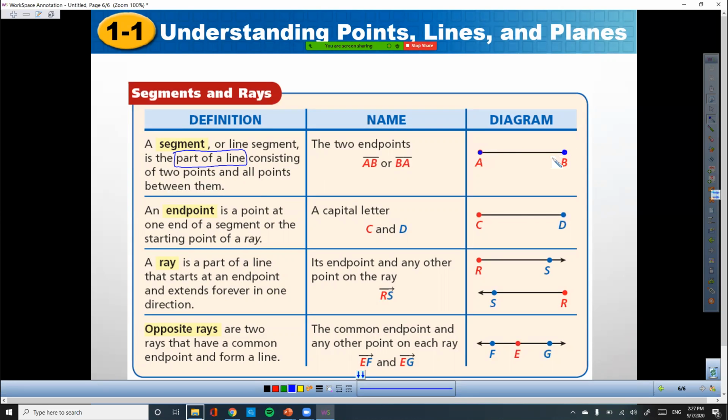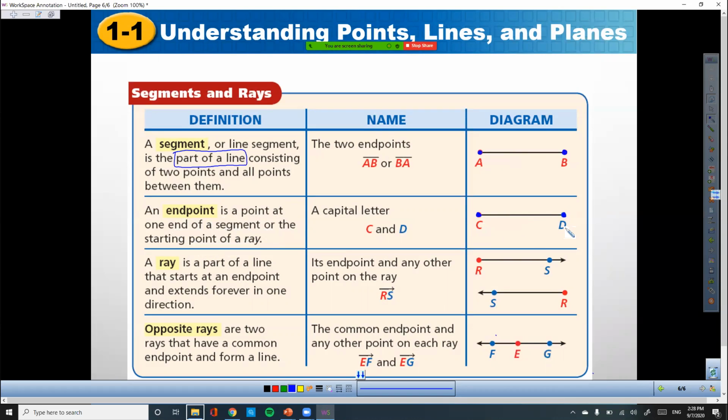Okay, and in order for us to name our segments, we just use the 2 endpoints. It can be called segment AB, and notice how for the figure on top, we just use a straight line with no arrowheads because this one doesn't have arrowheads. So it can be called segment AB or segment BA. Again, a segment is a part of a line. This has a start and it has an ending, which means it has 2 endpoints. And an endpoint is a point at one end of a segment or the starting point of a ray. In order for us to name our endpoints, since they're points, we use capital letters. So this will be point C and point D.